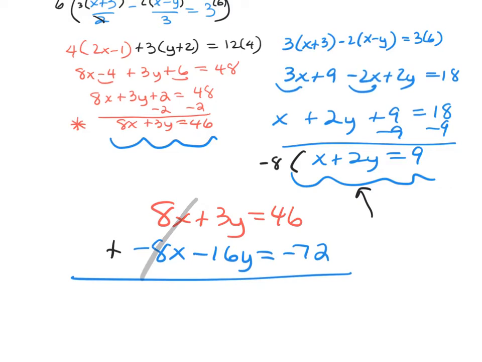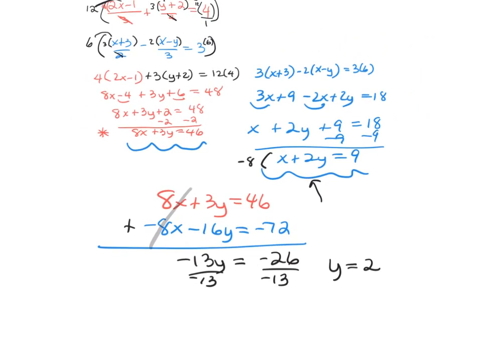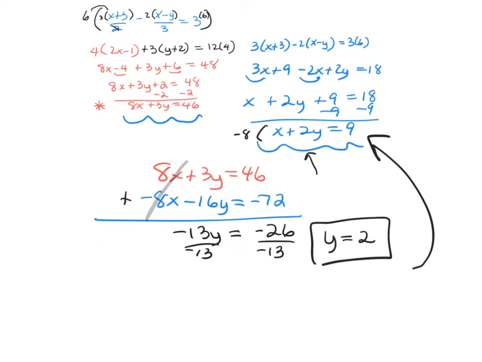This one cancels. I'm left with negative 13y. And then 46 plus negative 72 gives me negative 26. Divide by negative 13 and y equals 2. Now, again, remember, your solution is an ordered pair. So let me go ahead now, and I don't have to put this into the original fraction ones. I could plug it in right here to one of my manipulated ones.